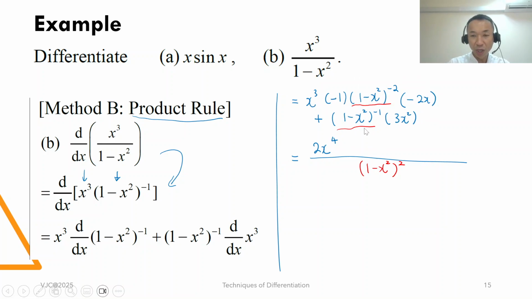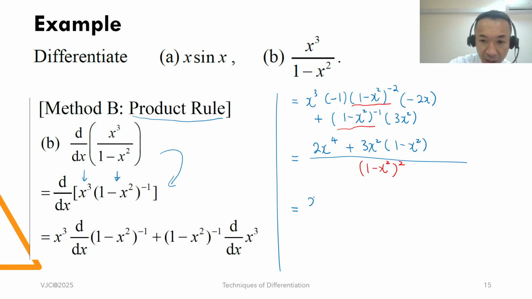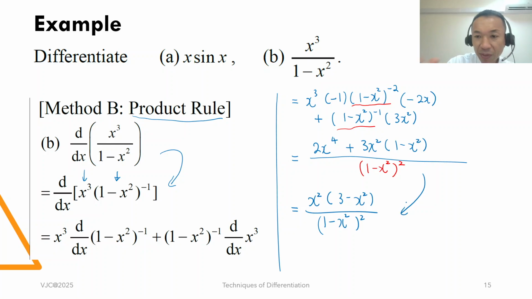This one you have to multiply numerator and denominator by 1 minus x squared, because the denominator is 1 minus x squared, squared. So therefore it is a plus 3x squared times 1 minus x squared. Simplify it. Similarly, I'm quite sure you will get the same answer, x squared times 3 minus x squared over 1 minus x squared, squared. From here to here, there's some simplification, but I don't think it's terribly difficult. You can do it on your own. All right, that's that. Thank you.